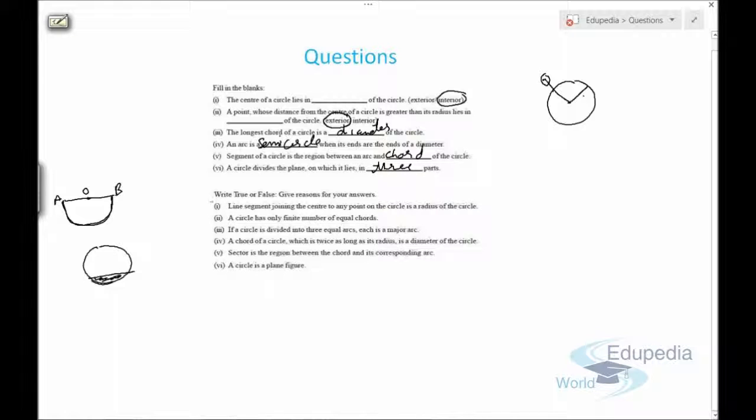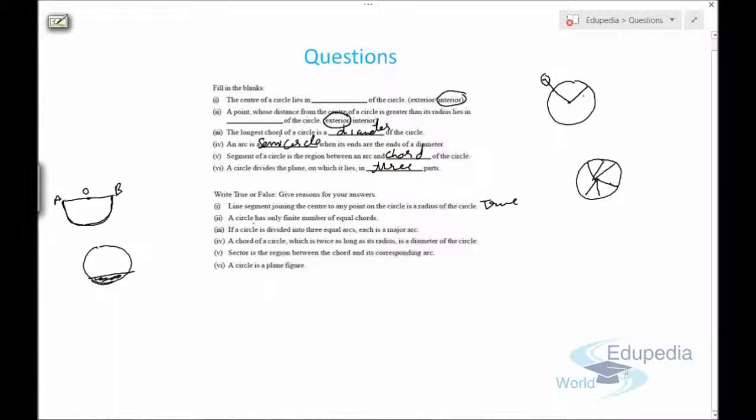Now let's discuss the true false questions and we'll also give the reasons for this. Line segment joining the center to any point on a circle is called the radius of a circle. So let's say this is a circle. Now, line segment joining the center and any point, you remember it will always remain the same and fixed. We discussed at the very start of this video, right? So this will also remain fixed. That's why it's known as a radius, right? So that's why it is true.